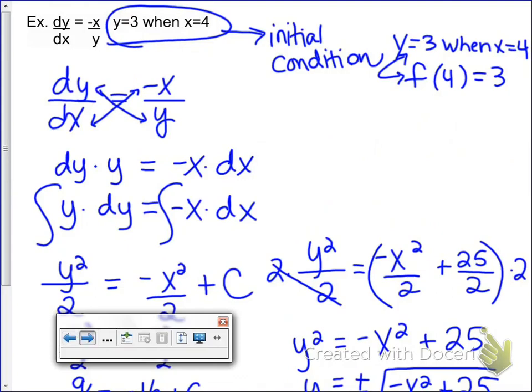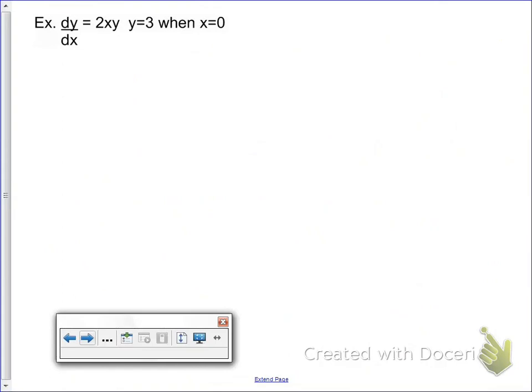Okay. So let's do this one. This is a 2x times y. So this is a direct one. Slope field graph. We just looked at the graphs of these. We did an x over y or negative x over y. We looked at x times y, slope field graphs. Now we're going to solve this one.